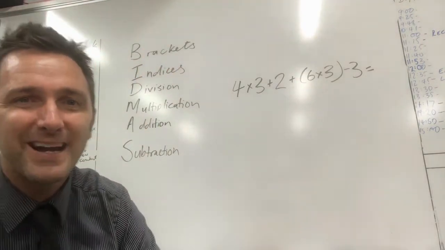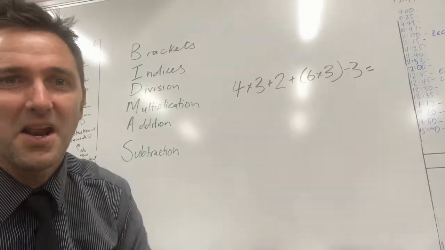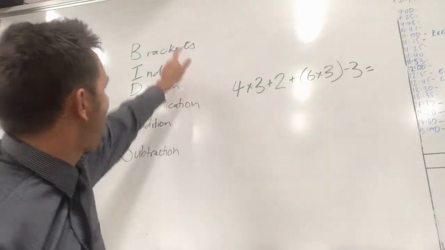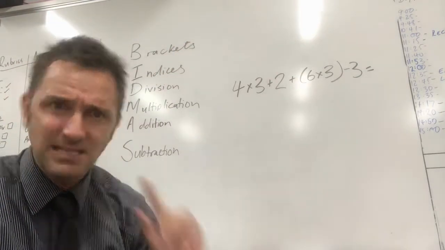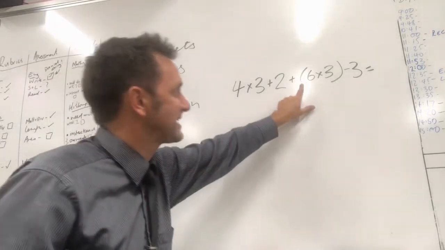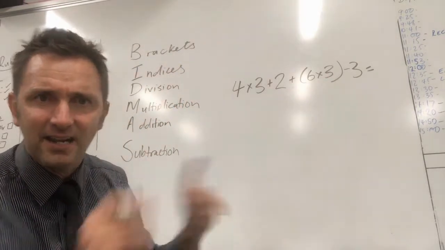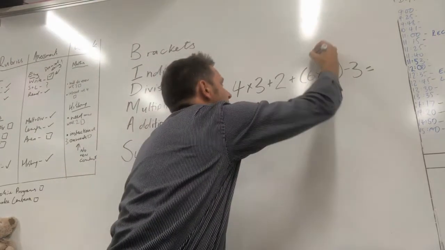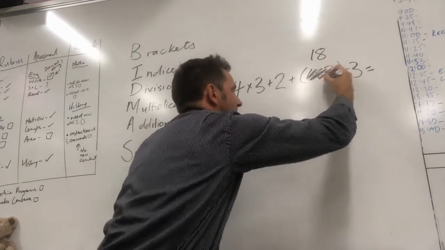There's multiple operations in this question, so we've got to use BIDMAS. Right. Are there brackets? Yes. Let's work out the brackets first. The brackets are 6 times 3. Right, so that's 18. Let's write down 18. We can actually cross that out now. We know it equals 18.